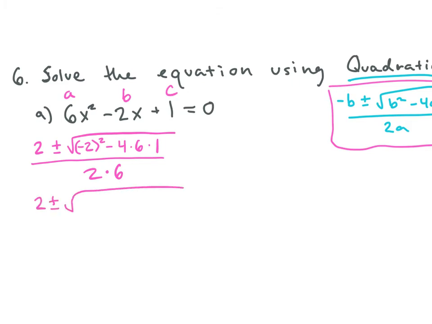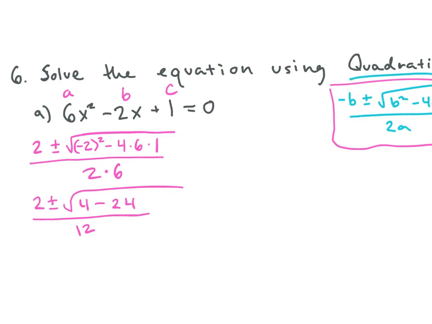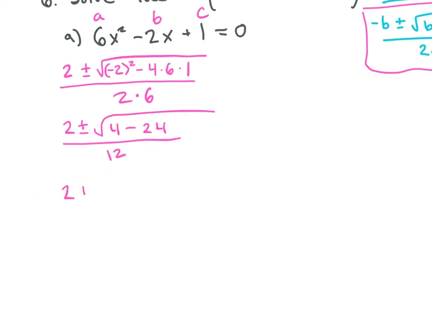So we pretty much just have to do all the math under the square root first. So negative 2 squared is 4, and 4 times 6 times 1 is 24, over 12. Now we have 4 minus 24, which is negative 20 over 12. Can we simplify the square root of negative 20?